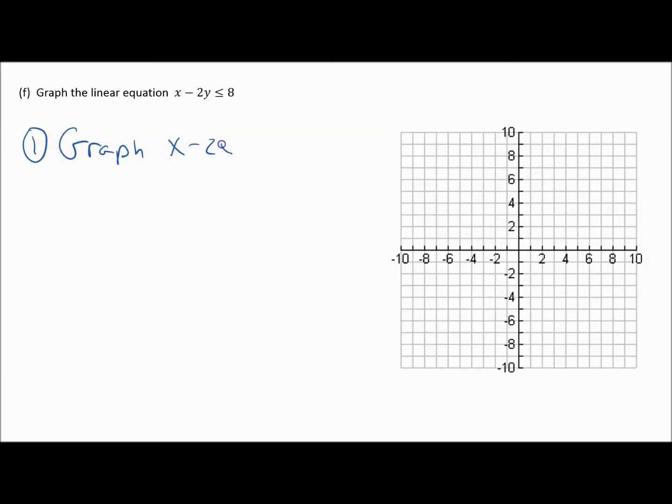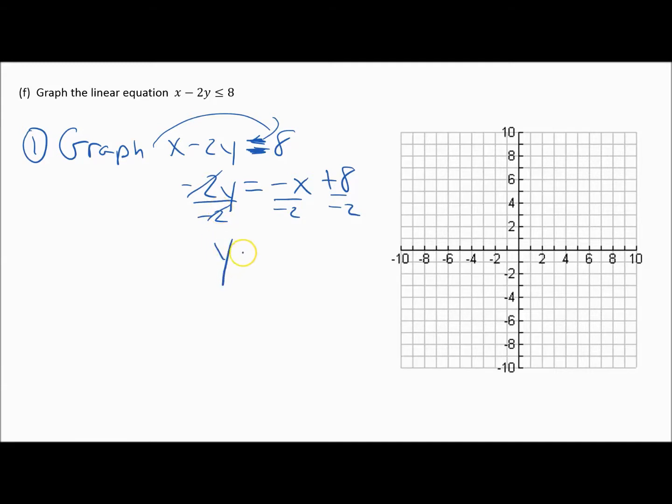x minus 2y is less than or equal to 8. So to do that, I got to move that x over there, right? So negative 2y, when I move it to the, oh, this is supposed to be equals, by the way. That's what I get for mindlessly copying. Negative 2y is equal to negative x when I move it to the other side, and then plus 8. Now I divide every one of these terms by negative 2.